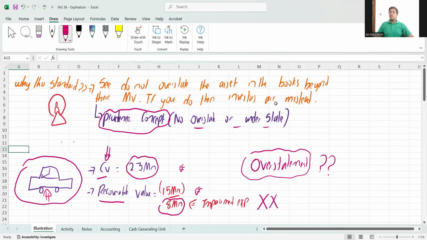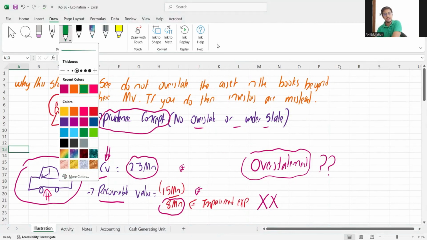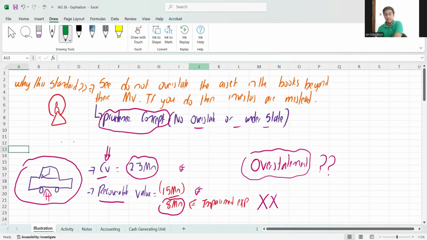Now, for most of you, your first doubt would be, why is IAS bringing up this standard? Why did IAS pitch this standard in? There is a reason for that. See, normally, according to any of the standards, you should never overstate an asset or a liability or an equity. Why? Because if you overstate them, investors will be misled. Always show them at their actual market value.